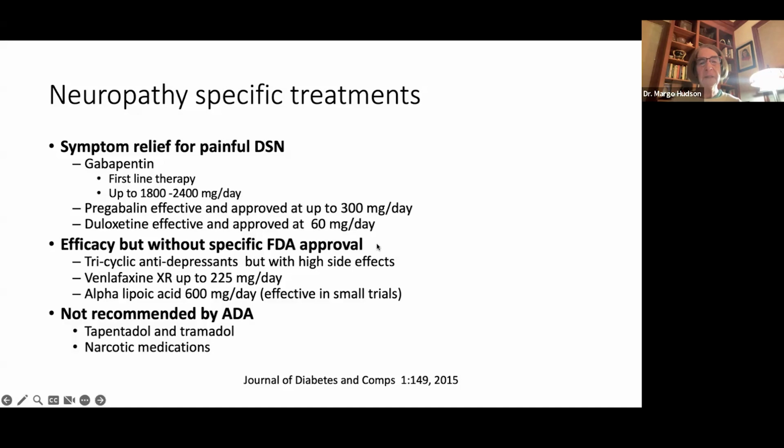So drugs with efficacy but without specific FDA approval can include tricyclic antidepressants. The biggest problem with these, especially something like amitriptyline, is their high side effect profile. And so if you can get away from them and try one of these first, venlafaxine can work. And sometimes this is over-the-counter alpha lipoic acid. It's a supplement. It's one of the few that I think has any data to support its use in terms of supplements. But the trials have all been relatively small. The American Diabetes Association really strongly is against using tramadol or narcotic medications for neuropathy.